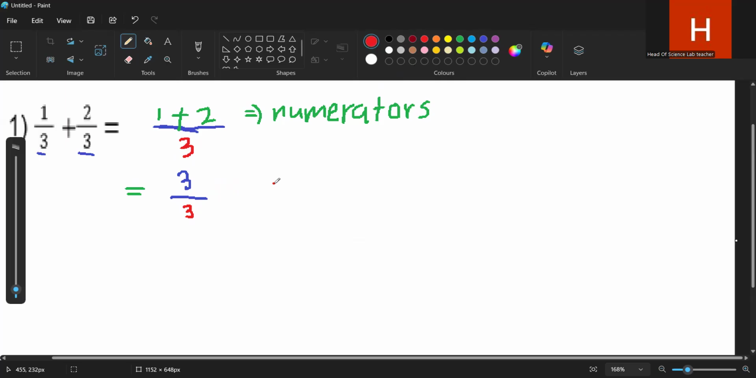Normally we would stop, but we have an issue here. I'll give you a minute. Maybe you can take a guess as to what the issue is. Now that you've had a minute, the issue is we have what we call an improper fraction. Now, why is that?